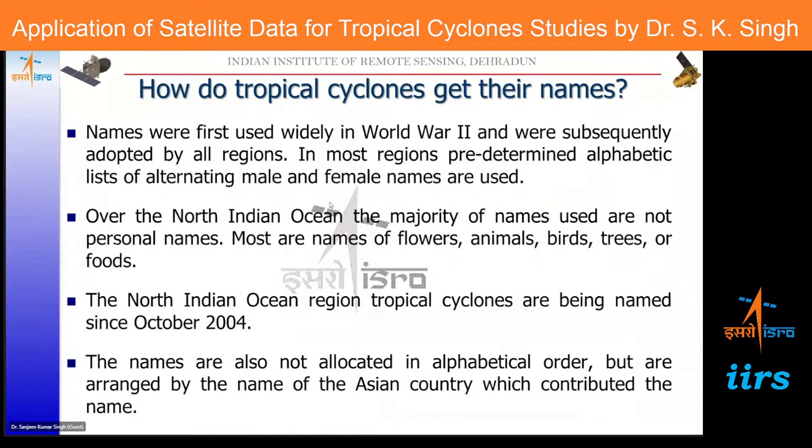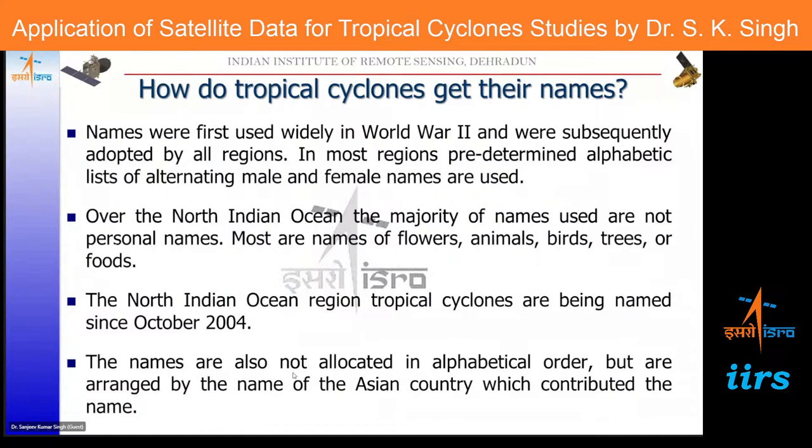But in our North Indian Ocean, the majority of the names are not from personal names. They are mainly flower, animal, bird, tree, or food names. Naming over the North Indian Ocean started in October 2004. There are around 13 neighborhood Asian countries of India, in a group, and they decide what will be the name of the next cyclone.